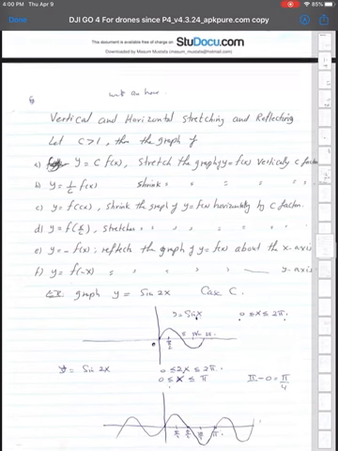In the next lecture I will be covering the vertical and horizontal stretch. So that will be for today.